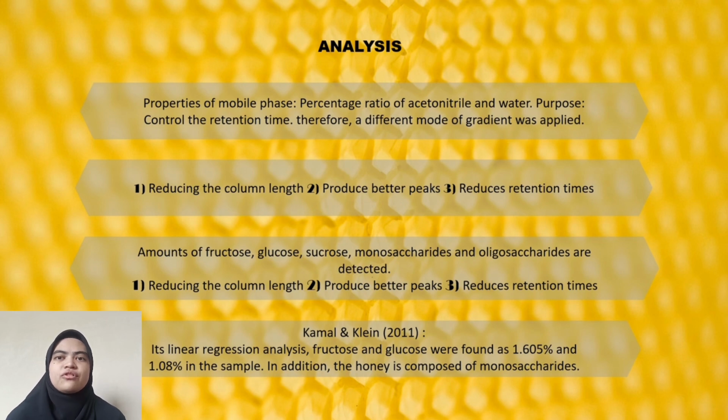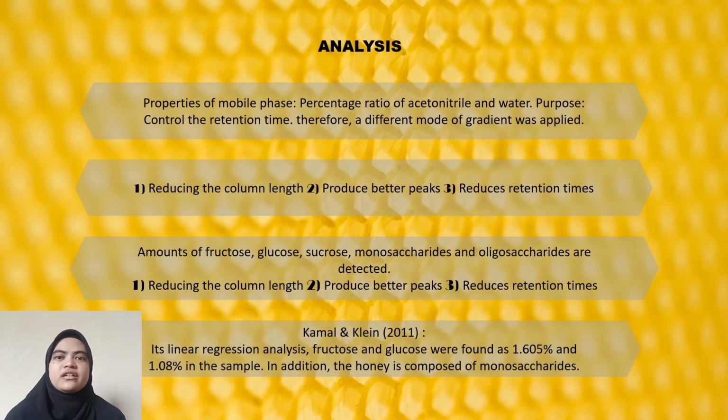Amounts of fructose, glucose, sucrose, monosaccharides, and oligosaccharides were detected using the HPLC method. Using this HPLC method, each honey sample can be analyzed as to whether it is intended for human consumption or otherwise. According to research by Kamal and Klein, based on linear regression analysis, it could be found that fructose and glucose were 1.605% and 1.08% in the sample of honey.